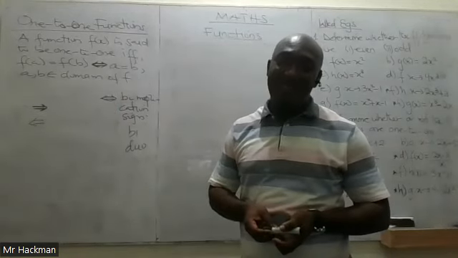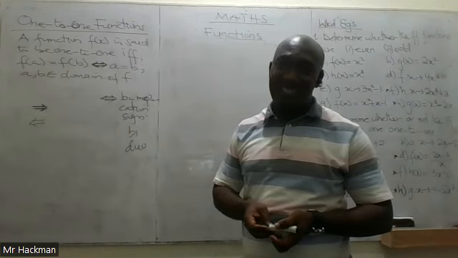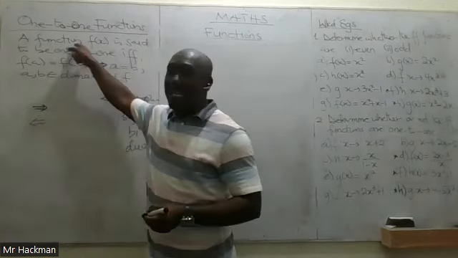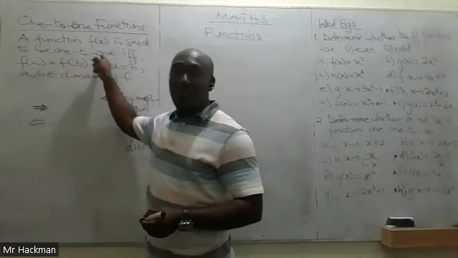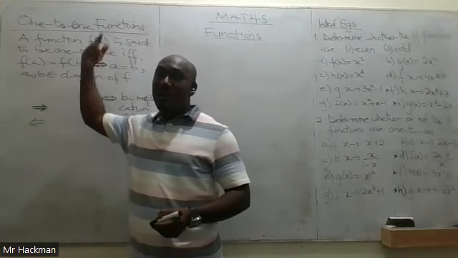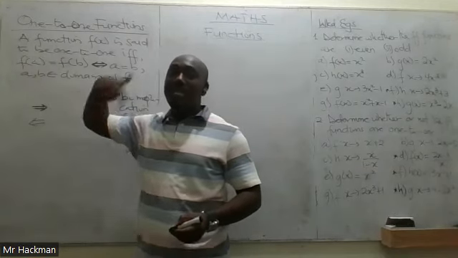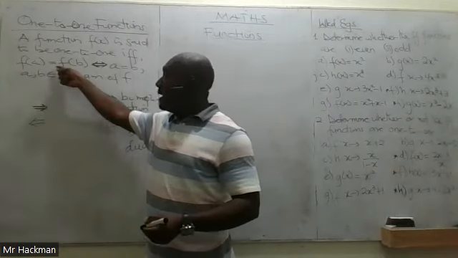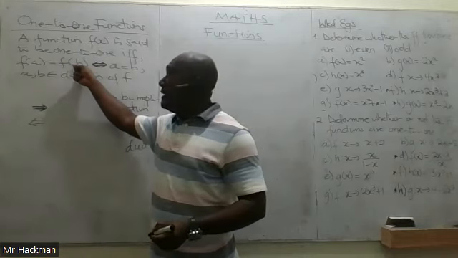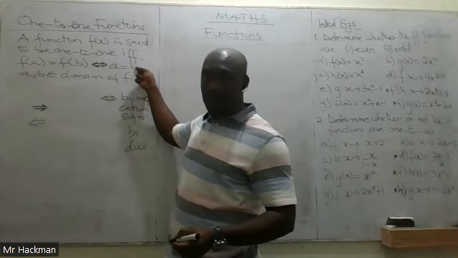I hope I'm clear enough. So I'm now going to read what you have here. A function f of x is said to be one-to-one if and only if f of a, so you can see that this time around I'm using a different letter, a, I'm feeding my function with a different input, a, is equal to f of b, my function fed with another different input, b, by implying that a must be equal to b.